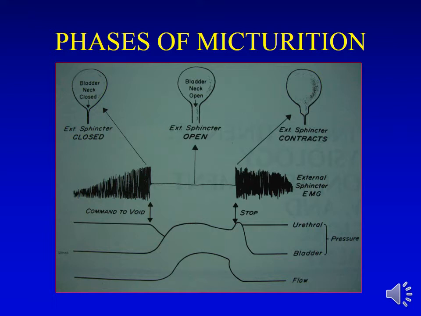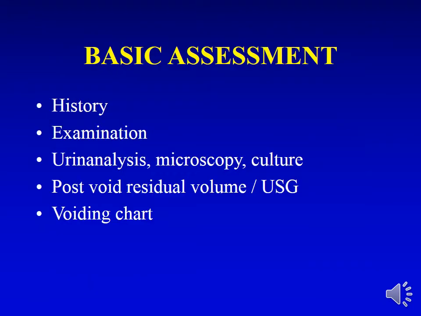Now, to understand urodynamics, you need to have a lot of basic understanding of the background of the disease, as well as the phases of micturition. Basically, the three phases of micturition. The first is when the bladder is filling, where the bladder neck is closed, the external sphincter is closed, and the bladder is relaxed. The second is during voiding or passing urine, when the bladder neck is open, the external sphincter is open, and the bladder contracts. And the third phase is when the external sphincter is contracted and the bladder is relaxed. And one needs to know all the different phases with all the different pressures that can occur, and the external sphincter EMG activity.